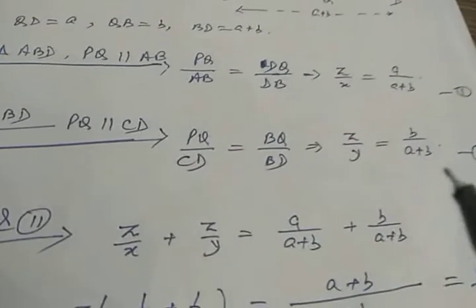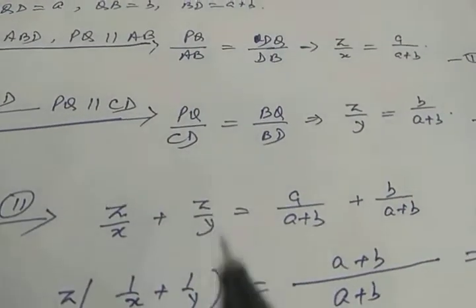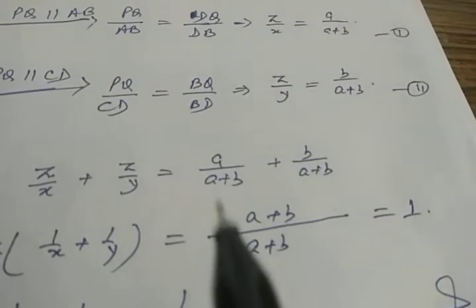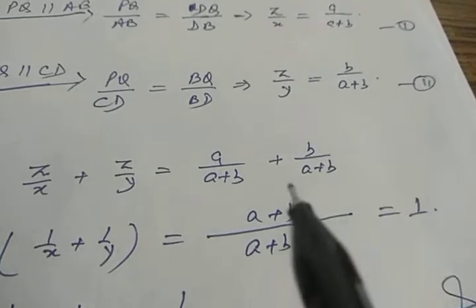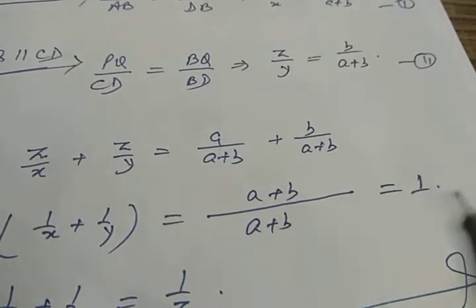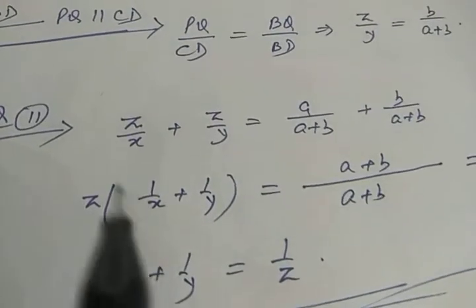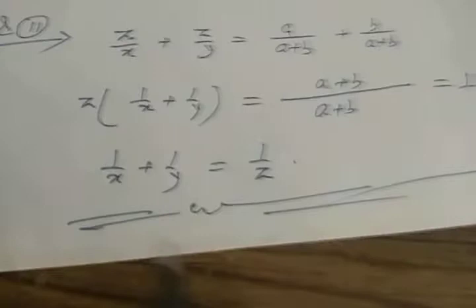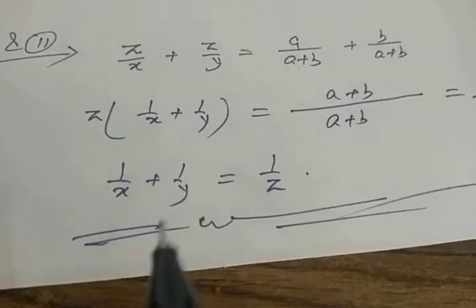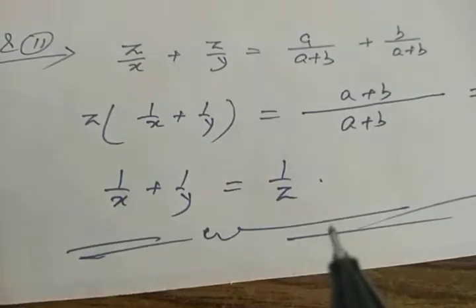Now, from the first and second, you can add them. So Z by X plus Z by Y should be equal to A by A plus B plus B by A plus B. Take the LCM, so that A plus B cancels, giving 1. And on the left side, simply take Z common, so it should be 1 by X plus 1 by Y. Now this Z should be transferred to this side, so that 1 by X plus 1 by Y is equal to 1 by Z. Okay.